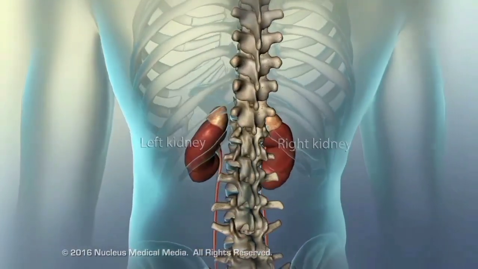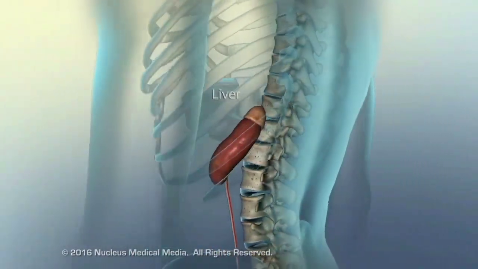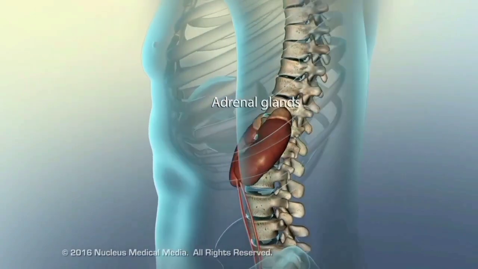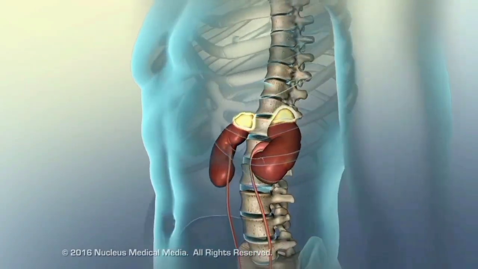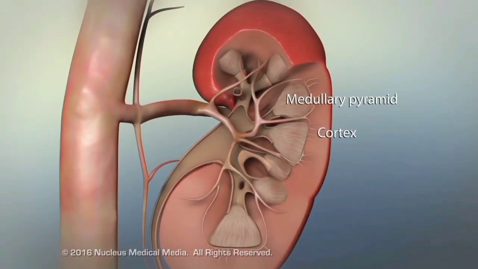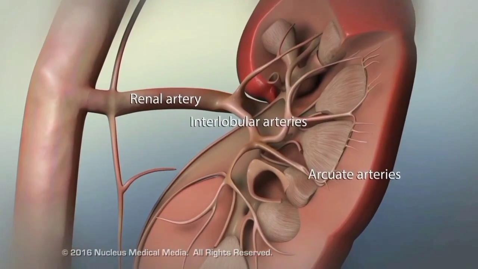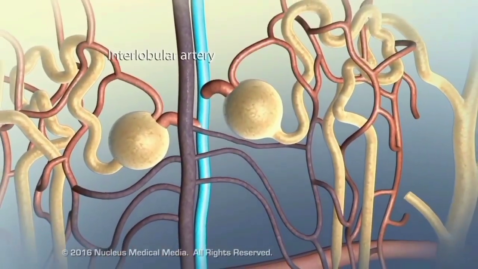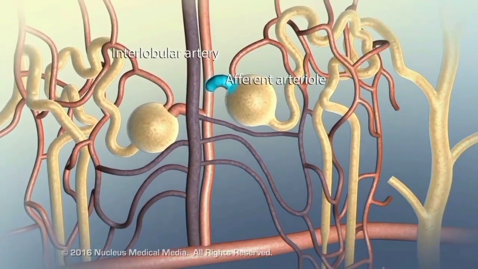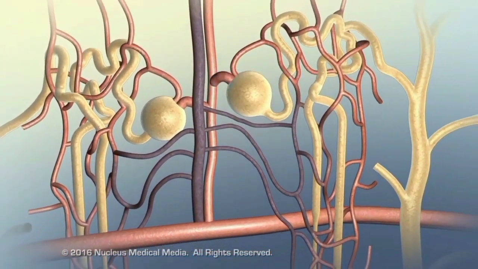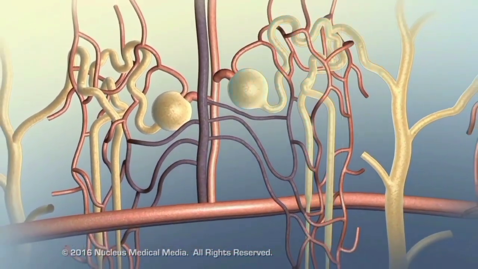The kidneys are located in the posterior abdominal wall on either side of the vertebral column. The adrenal glands sit on top of the kidneys. Medullary pyramids and the outer cortex form the renal lobe, which receives branches of the renal artery. Each renal lobe supplies the smallest branches called afferent arterioles. Each nephron consists of a renal corpuscle and a renal tubule.